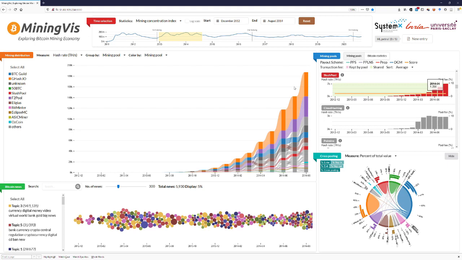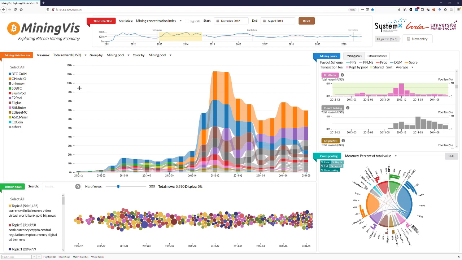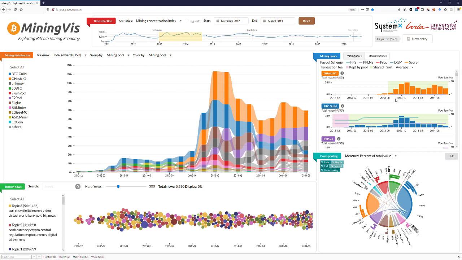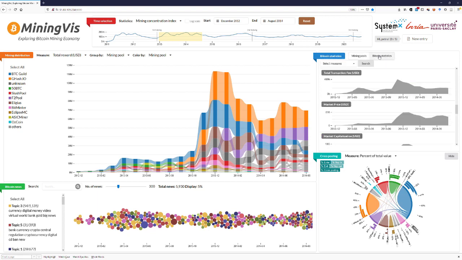The total reward measure can show us, either in Bitcoin or here in US dollars, how much money pools made from mining. $31 million for Ghash.io at the end of 2013. The details on the right, however, show us that the increase in hash rate did not lead to a comparable increase in mining rewards. Looking at the Bitcoin statistics in that time frame can tell us that in particular earnings from transaction fees went down, and that the market price of Bitcoin saw a sharp increase at the end of 2013 before going back down.